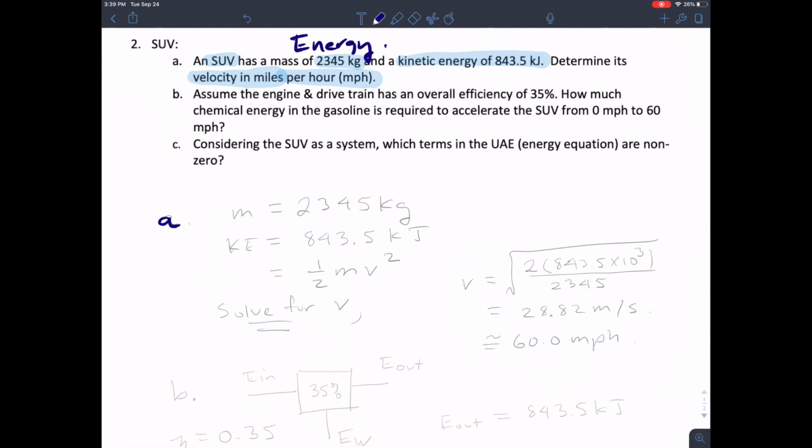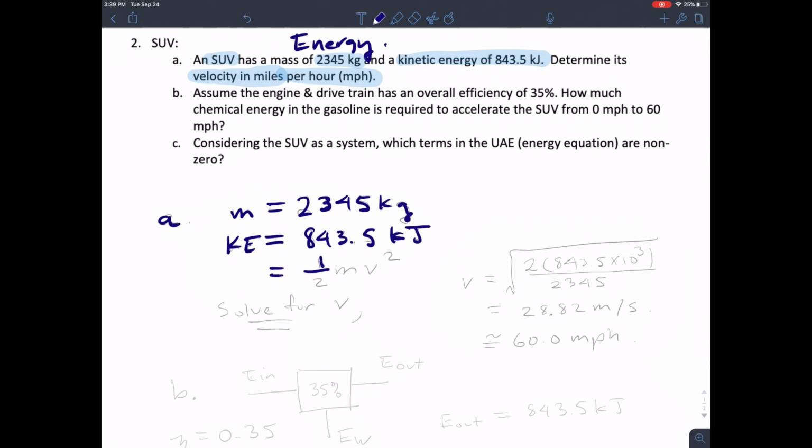In part A, we can write down what we know. We know the mass, 2,345 kilograms, and we're given the kinetic energy, which is in kilojoules. If the kinetic energy is a given amount, we know the formula for kinetic energy is 1/2 mv squared, and we can simply solve for v.